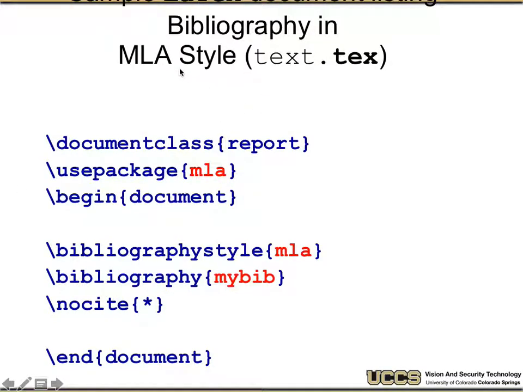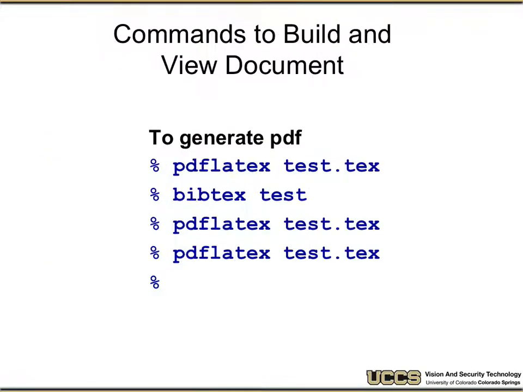So for example, I wanted to use MLA as my style. I can say use package MLA. Then I say bibliography style MLA. Bibliography my bib. This is the name of my database. And then in this case, I can say no cite star. This is a special command that people in humanities use but is rarely found in science, which is include all the references in this bibliography, even if I've never referred to them. Generally, we consider that really bad style, but apparently they do that all the time. So it's a command. It's there.